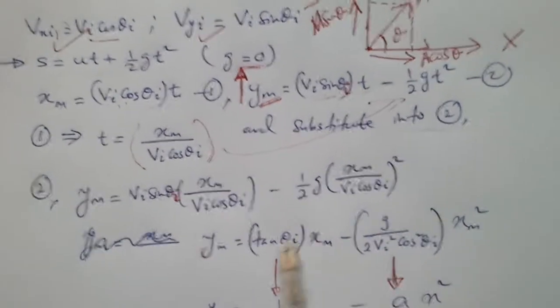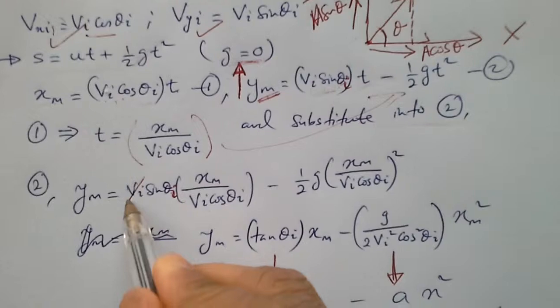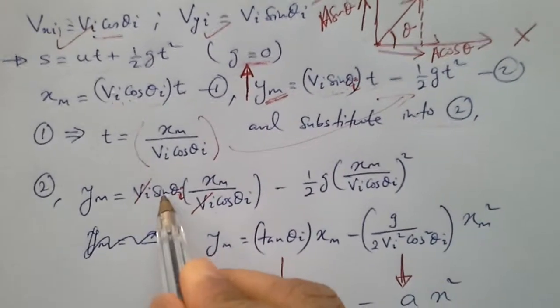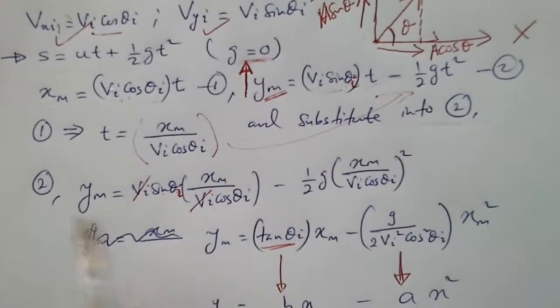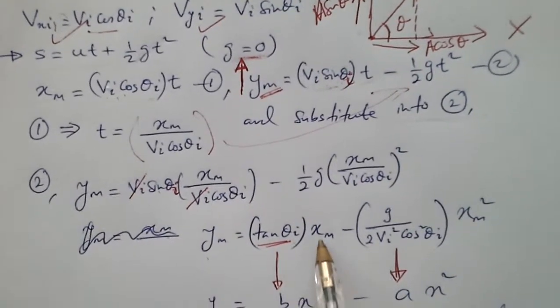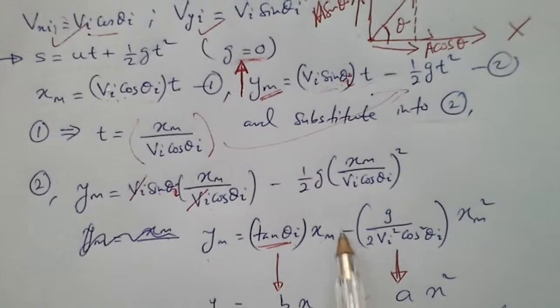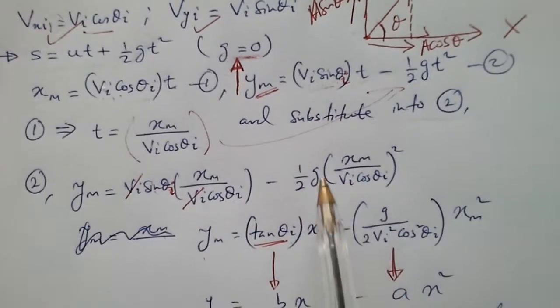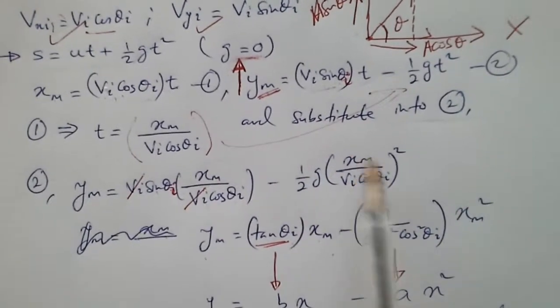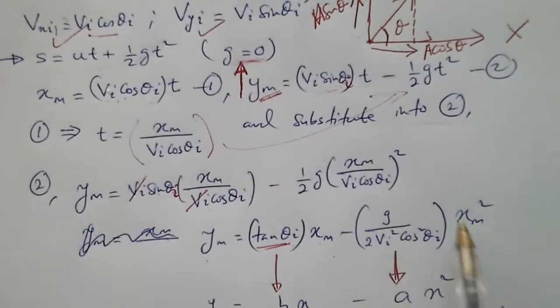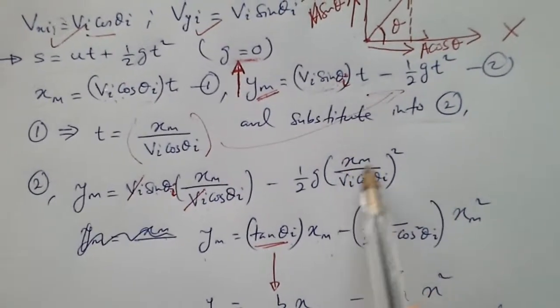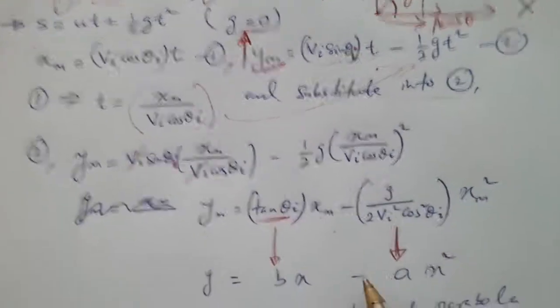Now you see I can cancel out this vi and vi. Sin theta I by cos theta I can be written as tan theta I. So ym is equal to tan theta I into xm, minus g on the top, over 2, if you square this one, vi squared cos squared theta I, into here you have xm squared.